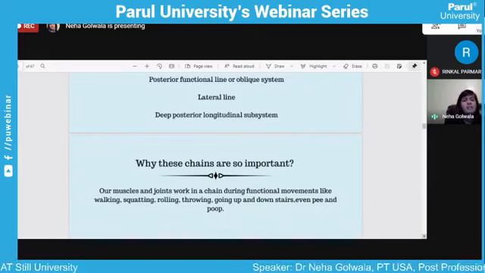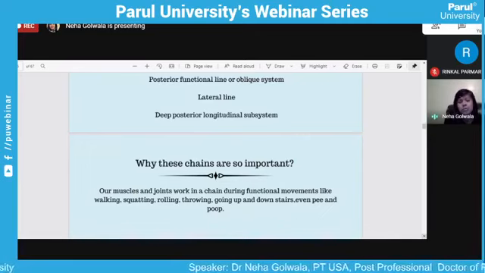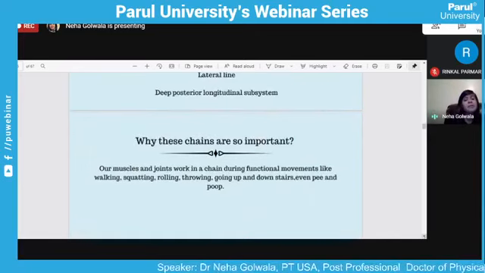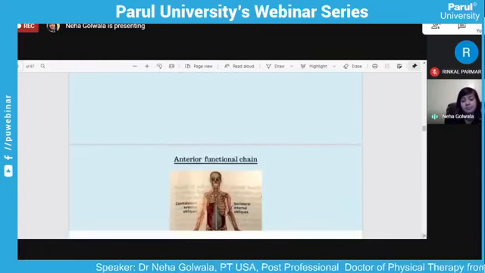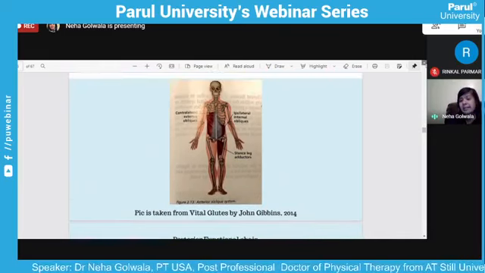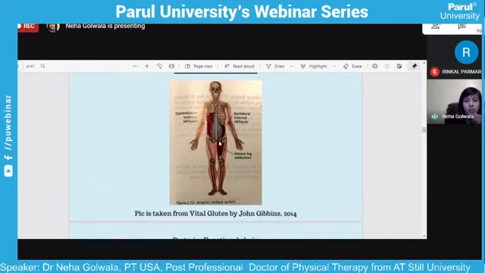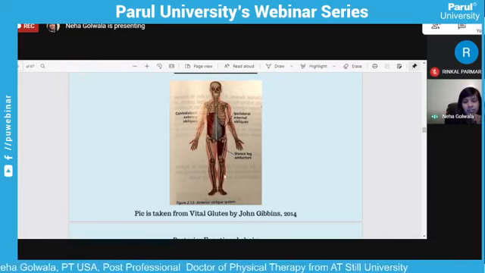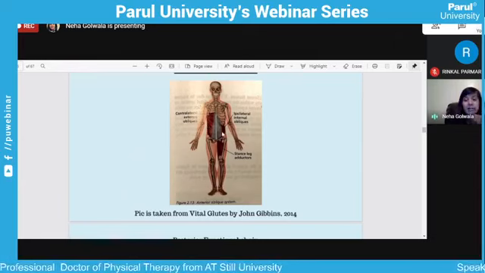So why are these chains so important? Because they all work during walking, squatting, rolling, throwing motion, and going up and down stairs. Even when we urinate or have a bowel movement, they are constantly working. When I consider the anterior chain muscles, how would you define it? It is made up of, if you stand on the left leg as the stance leg, the adductors, and then the contralateral external oblique and the ipsilateral internal oblique.